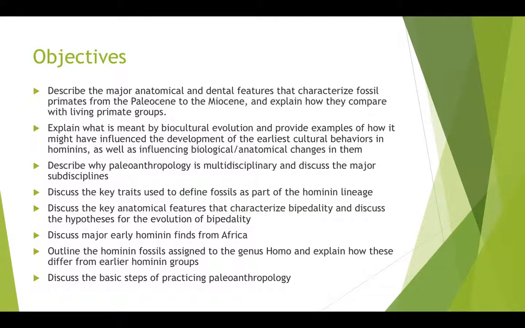So our objectives include describing the major anatomical and dental features that characterize fossil primates from the Paleocene, when primates first appear, to the Miocene, where we've got really a literal planet of the apes in terms of diversity of species, and to explain how they compare with living primate groups, to explain what is meant by biocultural evolution, which we've already talked about a bit, this interaction between biology and these newly emerging cultural features that we find with hominins that can then go back and in turn shape the path that natural selection takes us on.